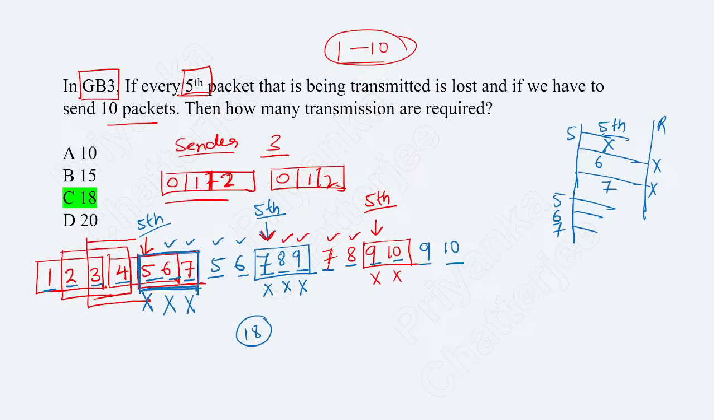This is the easiest way to solve this type of question. Got it? Is that clear how to solve this question? And your flow control concepts, means stop and wait, Go Back N and selective repeat. Are all these concepts clear? What is the main difference between them? Are you able to relate it?